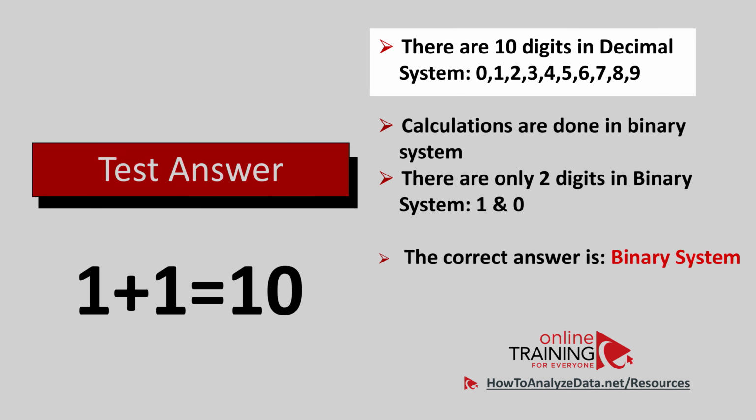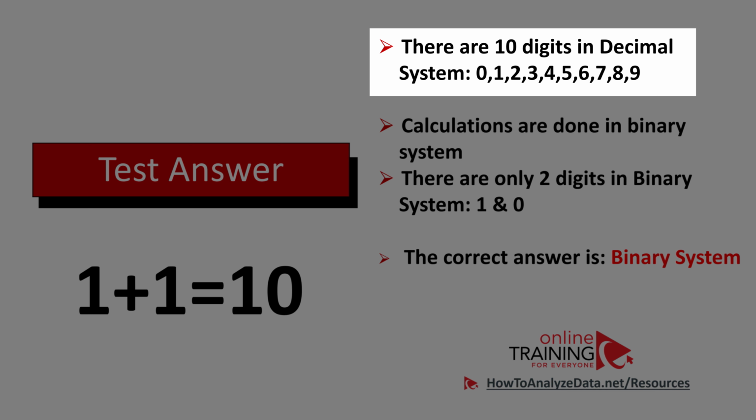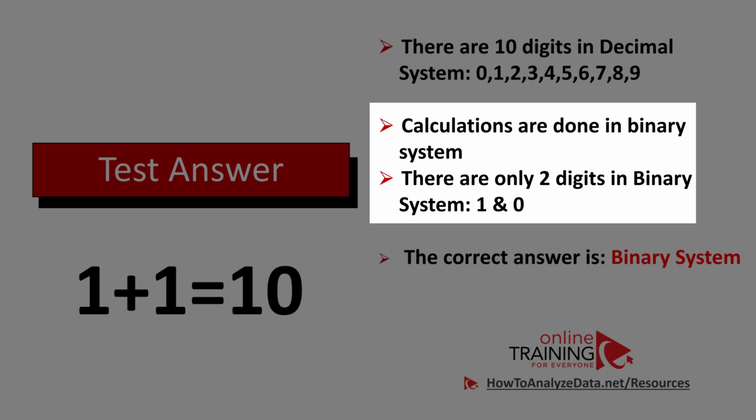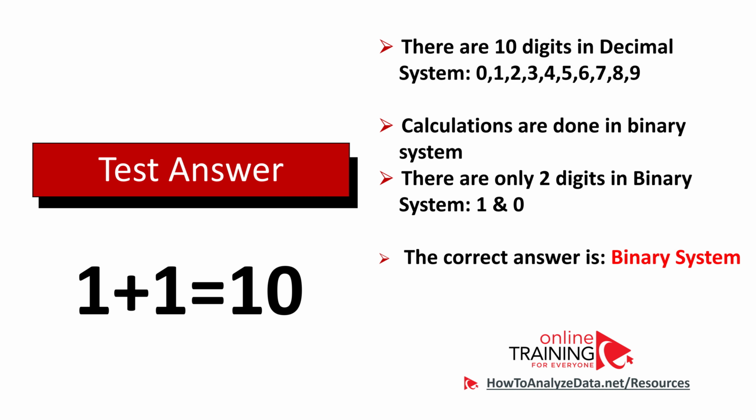Typically, when we do calculations, we use 10 digits in the decimal system. We use 0, 1, 2, 3, 4, 5, 6, 7, 8, and 9. But here, calculations are done in the binary system, and there are only 2 digits in the binary system, 1 and 0. So what happens when you get a calculation in the binary system and you add 1 plus 1? What looks like 10 in the binary system is 2 in the decimal system. So the correct answer: this calculation is possible because of the binary system.